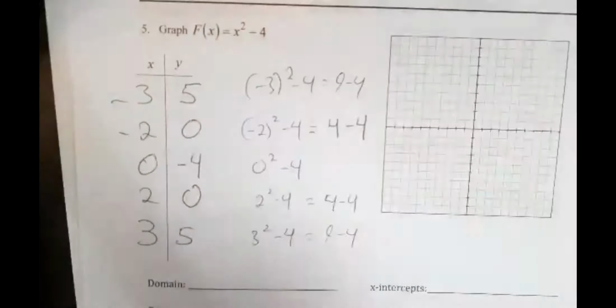My x-intercept. Where does it go across the x-axis? I actually have them figured out over here. It goes through at minus 2, 0, and it goes through at 2, 0. So make sure you know your x-intercept from your y-intercept and get these things straight: these are the minus 2 and the 2, and this is the 0 and the minus 4.